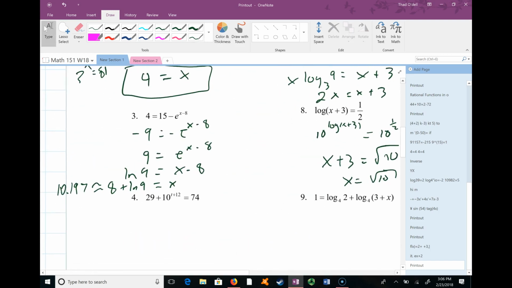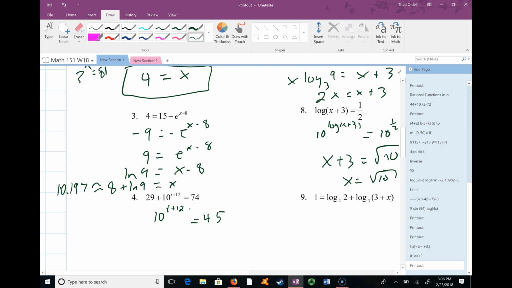Okay, here's another one where we've got an exponential on one side with a number and then a number on the other side. So first thing I'm going to do is get rid of that 29. So that'd be 10 to the t plus 12 is equal to, I'm subtracting 29 from both sides, so that'd be 45. And then I want to, man, that's an ugly t plus 12.